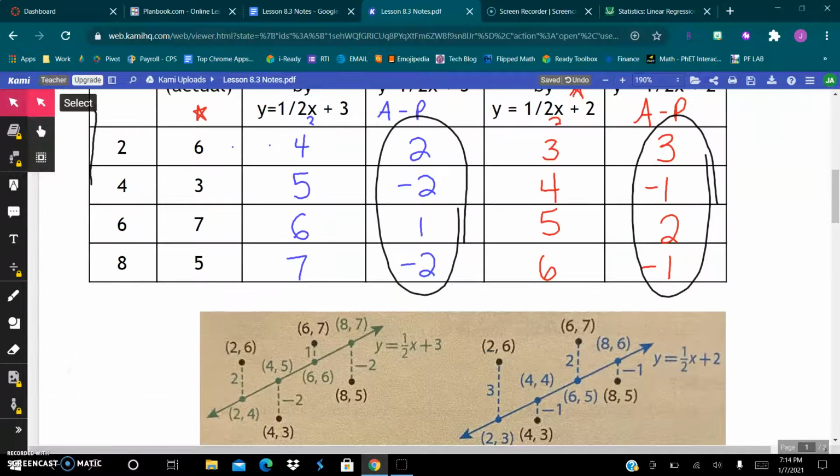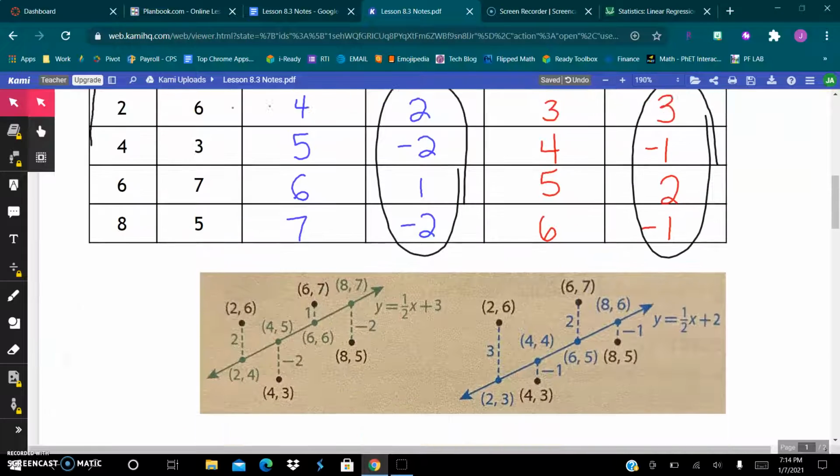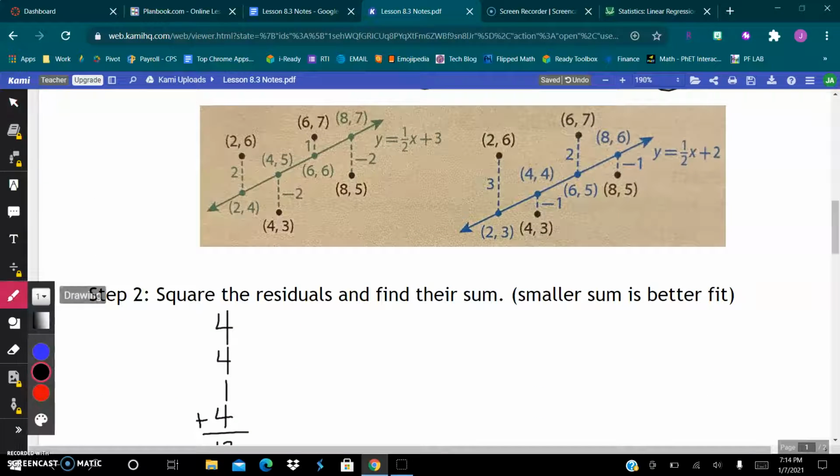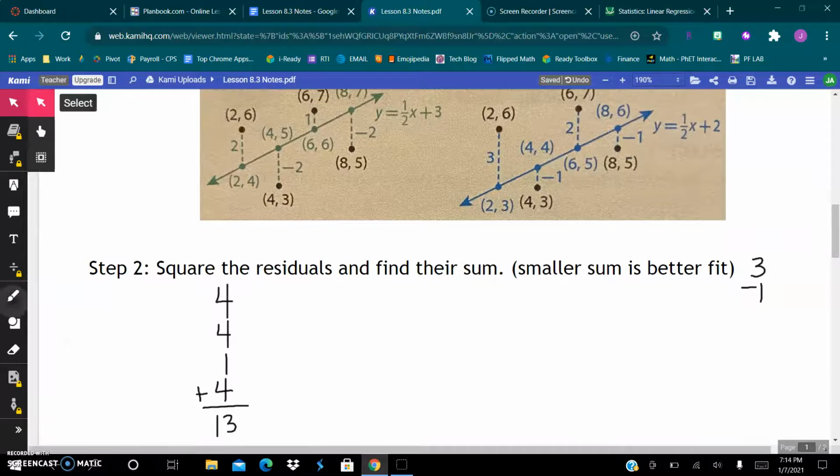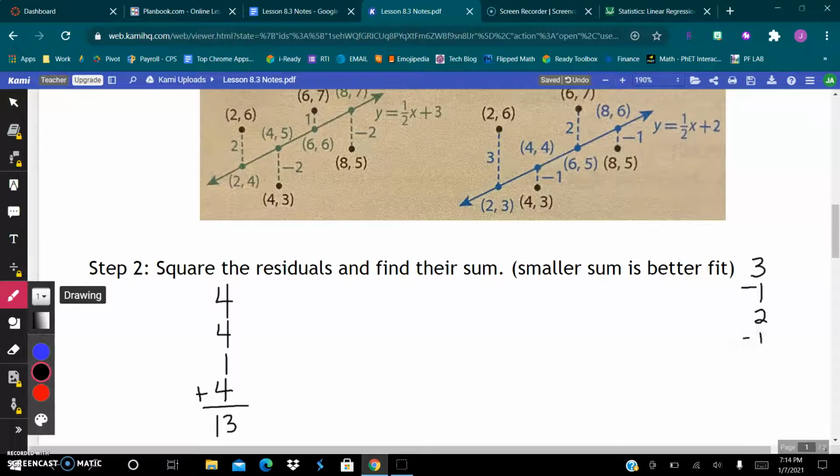Now we have to do that for the other column. So I'm just going to write these numbers over here. We have 3, negative 1, 2, and negative 1. So 3 squared is 9. Negative 1 squared would be 1. 2 squared is 4. And negative 1 squared is 1. If I add those together, I get 15.